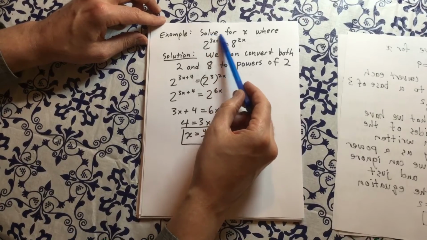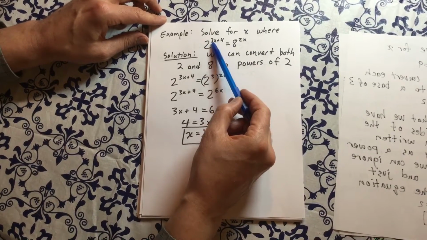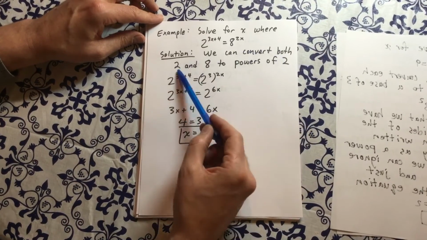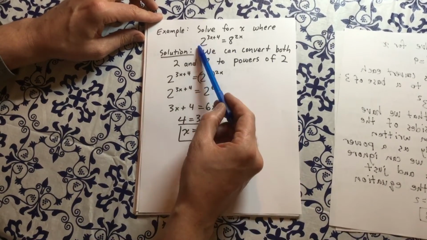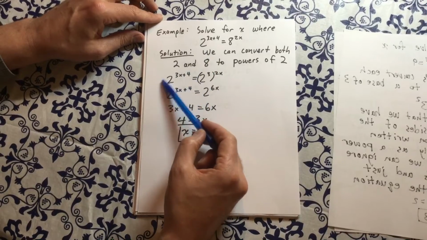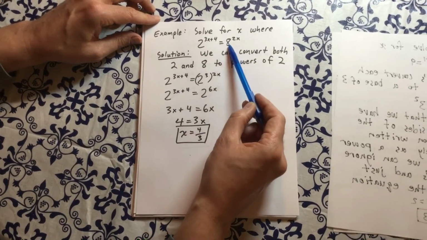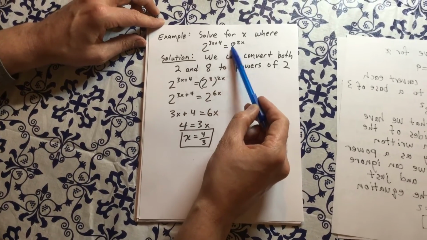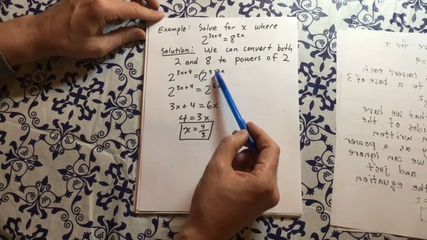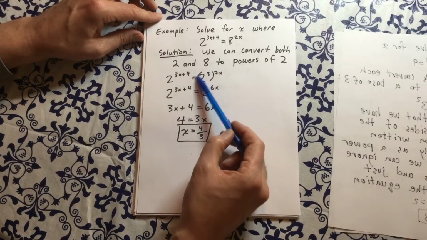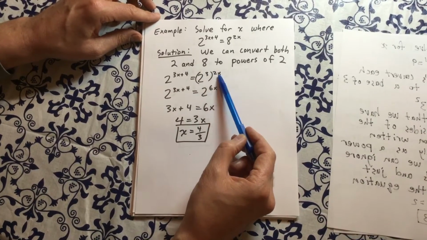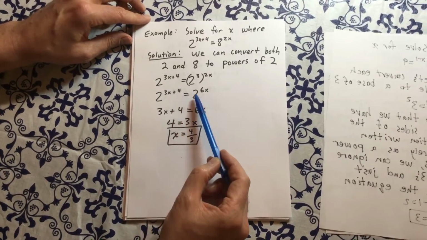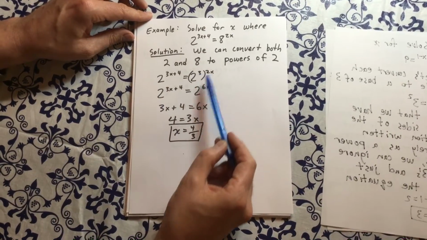Here's another question. Solve for x where 2 to the 3x plus 4 equals 8 to the 2x. Well, we can convert 2 and 8 to powers of 2. So on the left-hand side, we're not doing any changes, 2 to the 3x plus 4. But we can convert 8 to 2 to the exponent 3. So instead of 8 to the 2x, we have 2 to the exponent 3 to the 2x. Well, when we raise a power to another exponent, we multiply the exponents. So we can say 2 to the 3x plus 4 equals 2 to the 6x, because 3 times 2x is 6x.